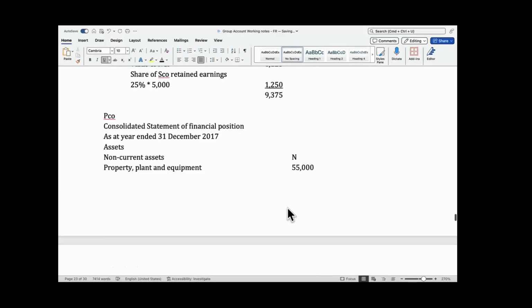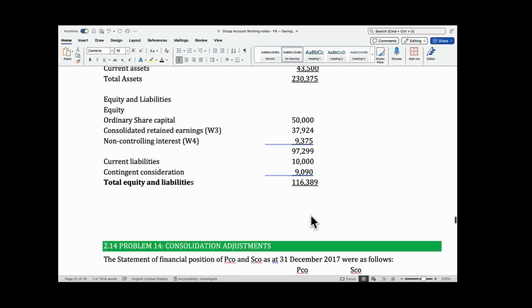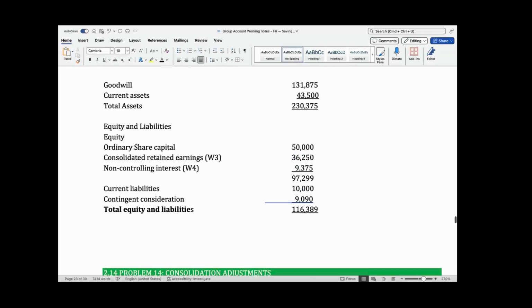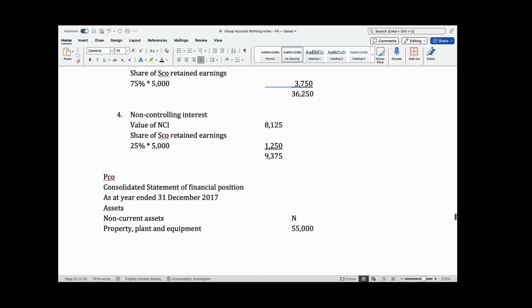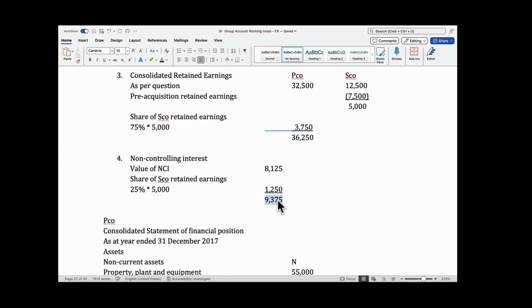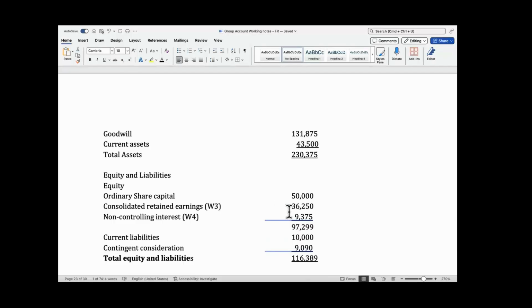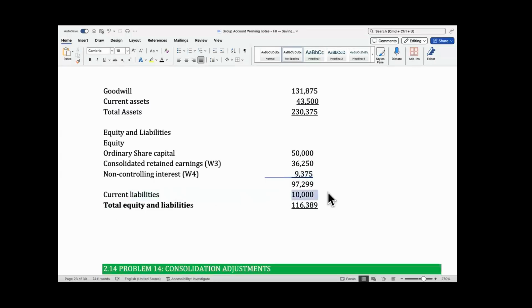Okay. So my consolidated retained earnings is 36,250. My NCI is 9,375. It hasn't changed. My current liabilities haven't changed. We don't have this in this case.